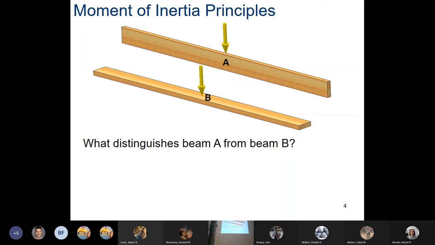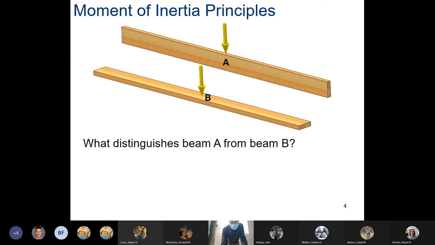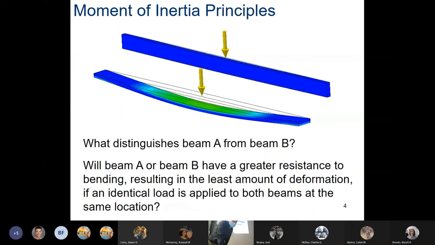Anyway, if I take the cross-section, go back to that slide. The cross-section is the area, right? The length times the width, or the width times the height, area of a rectangle. You guys probably remember that. I know you do. Okay, let's jump ahead again. What distinguishes beam A from beam B? We already said it, right? It's the orientation. How did I position it? Did I position it upright or flat? Okay, so here is the simulation.